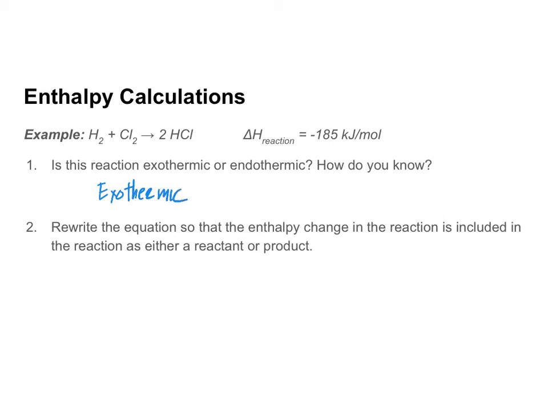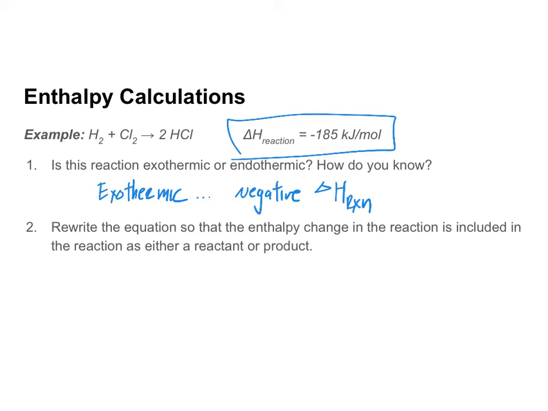and I know that because the value for the enthalpy, which is the change in energy from the reactant bonds being broken to the product bonds being formed, is negative. So that means that energy is being given off. So I have what my reasoning would be: negative change in enthalpy, or negative delta H reaction. So that's what it tells me by just looking at the data that's been given to me.